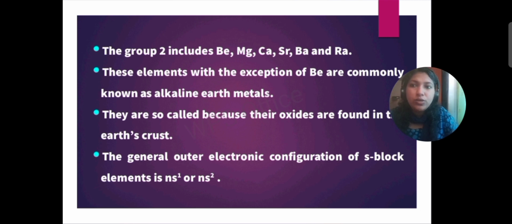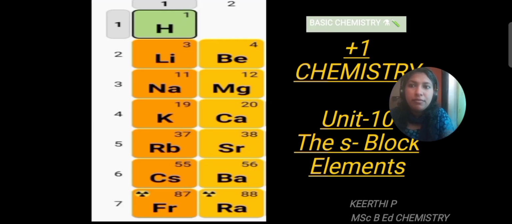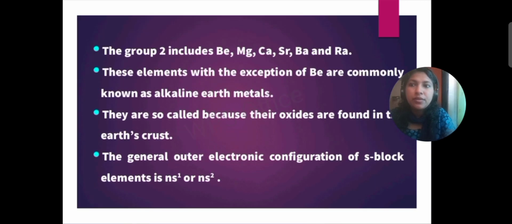Group 2 includes beryllium, magnesium, calcium, strontium, barium and radium. These elements, with the exception of beryllium, are commonly known as alkaline earth metals. Why are these known as alkaline earth metals? Because their oxides are found in the earth's crust. That's why these are known as alkaline earth metals.